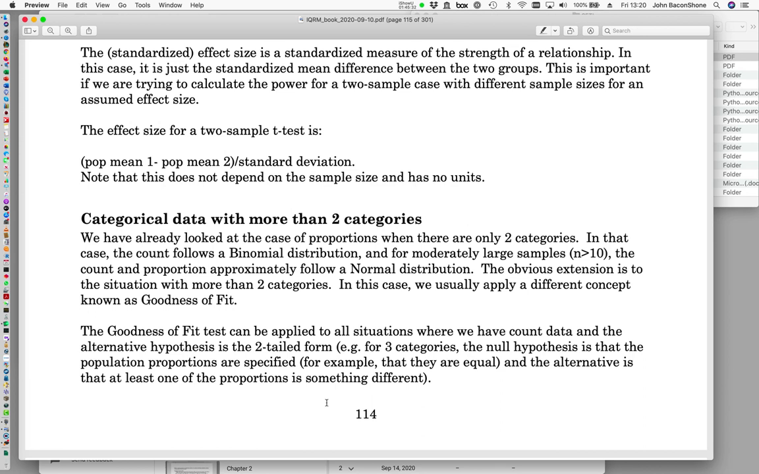So for 3 categories, for example, the null hypothesis would simply be that we know the proportions of the 3 categories. Could be that they're equal, or could be something else, but we must have specified the 3 proportions, and the alternative would be that at least one of the proportions is different from what we've hypothesized, but we don't know how it is different, right? So it can only let us know whether the specific proportions are reasonable compared to the alternative. We can't use a specific alternative in this case.